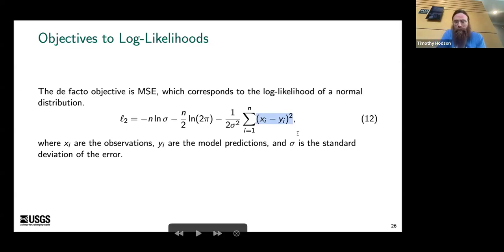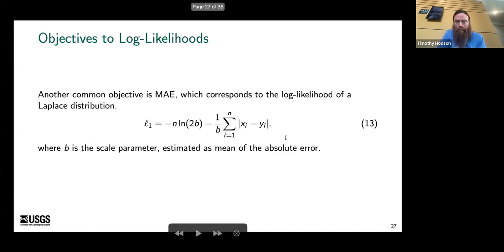And here, X are observations, Y are model predictions. Same for mean absolute error. That's the likelihood of the Laplace distribution. And we can go on playing this game, and that's what the paper does in a very simple sense.